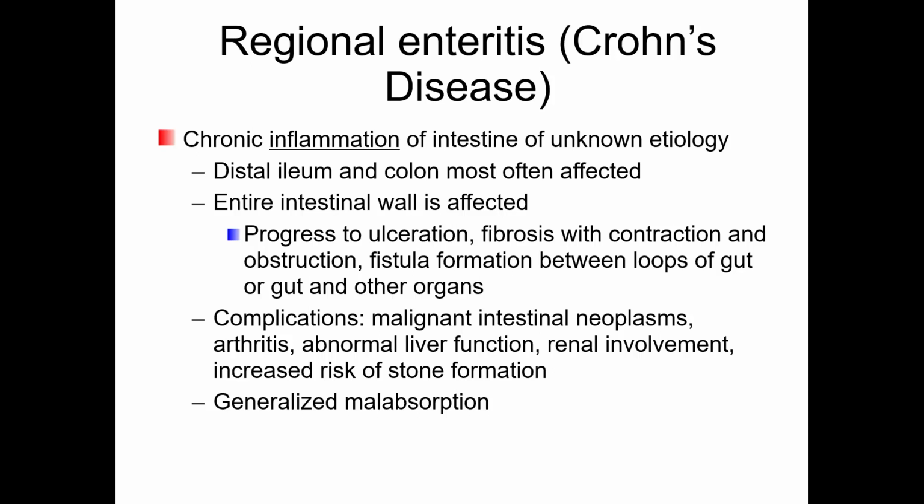Crohn's disease, chronic inflammation of the intestine with an unknown cause. The distal ileum and colon are most often affected. The entire intestinal wall is affected. It progresses to ulceration, fibrosis with contraction and obstruction, and fistula formation between loops of the gut or gut and other organs. Complications include malignant intestinal neoplasms, arthritis, abnormal liver function, renal involvement, increased risk of stone formation, or generalized malabsorption.